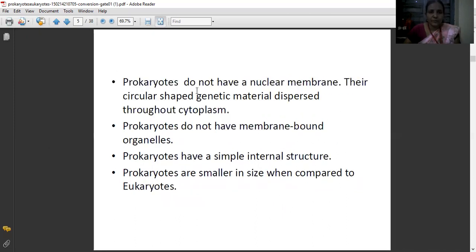Prokaryotes do not have a nuclear membrane. उसमें nuclear membrane present नहीं है. Membrane bound nuclear cell organelles भी present नहीं है. Their circular shaped genetic material is dispersed throughout the cytoplasm.